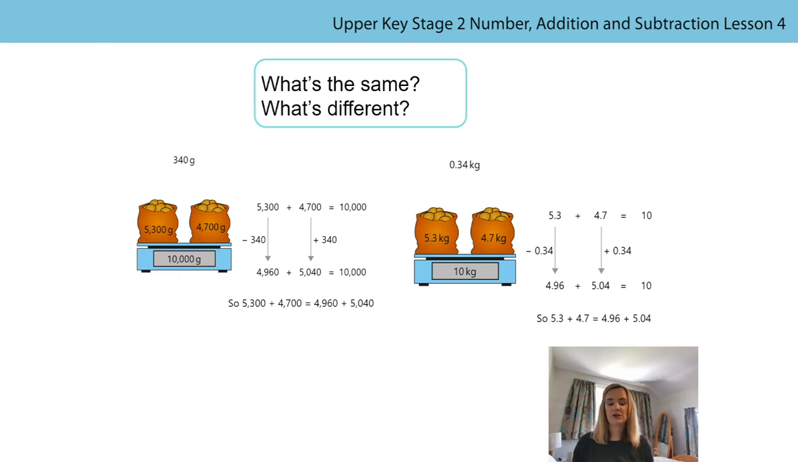So we could actually put up another equivalent calculation here. 5,300 grams plus 4,700 grams is the same as 5.3 kilograms plus 4.7 kilograms. But I've not redistributed the numbers here. It's just that we've had a change of units from grams to kilograms.